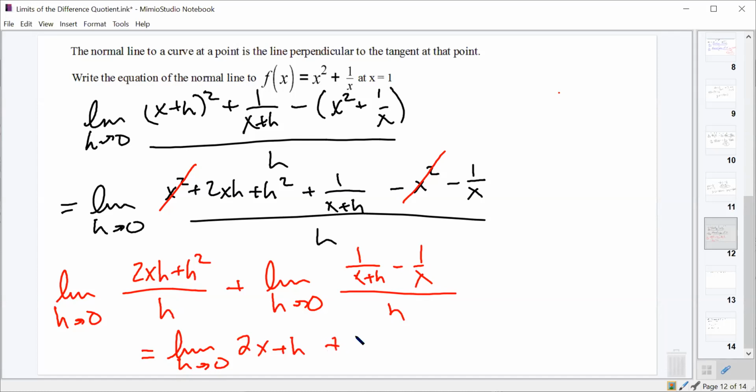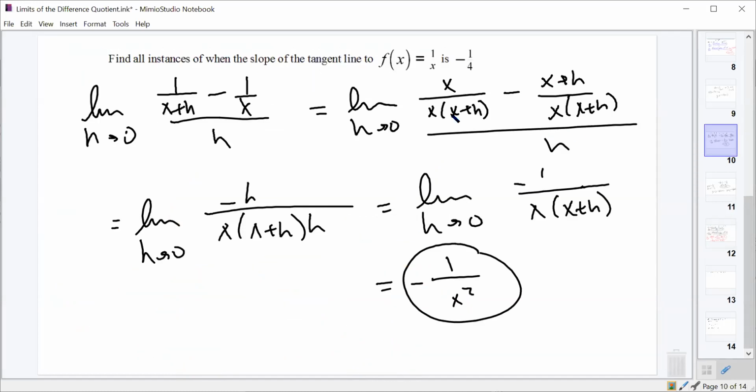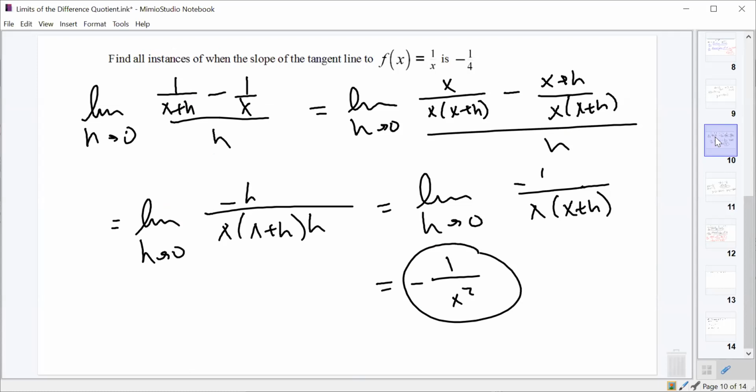And then on this side, plus, what is this limit right here? We just did this one a minute ago. Should be negative 1 over x squared. Or didn't we just do that on the previous page here? Limit as h approaches 0 of 1 over x plus h minus 1 over x, over h, equals negative 1 over x squared. Wait, on that page, how did you get, or the last one? This one? Yeah. I'm kind of confused, but so how did you get from negative 1 over x times x plus h is equal to negative 1 over x squared?